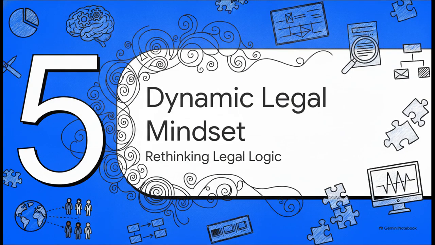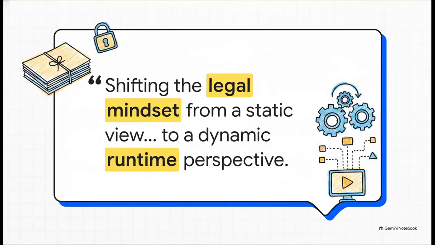Section 5. The Dynamic Legal Mindset. Rethinking Legal Logic. So, we've covered active canvases, typing domains, and the grammar of assignment. But why does this all matter? The ultimate goal of Module 4 is shifting the legal mindset from a static view of legal documents to a dynamic calculus or performance runtime perspective. These micro-lessons are just the building blocks of a massive paradigm shift.